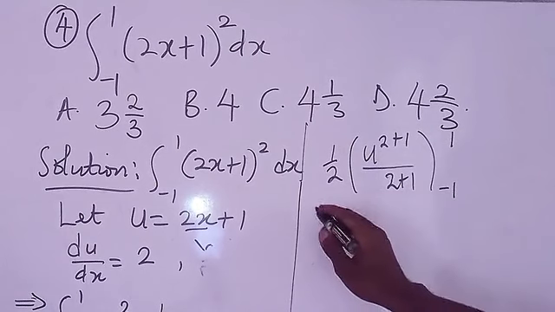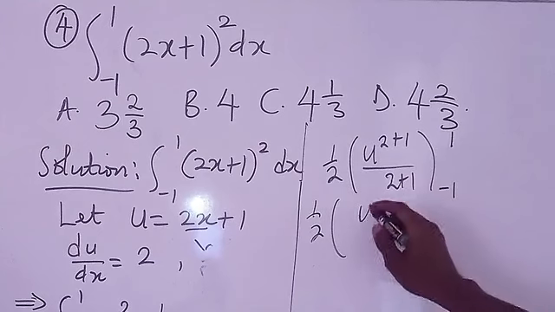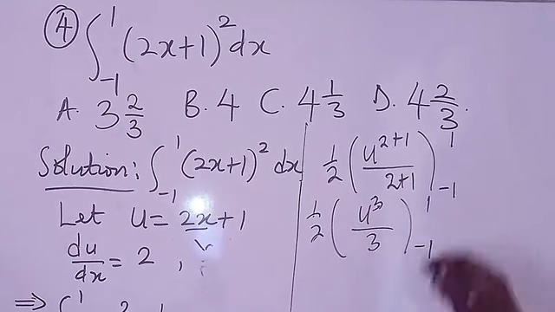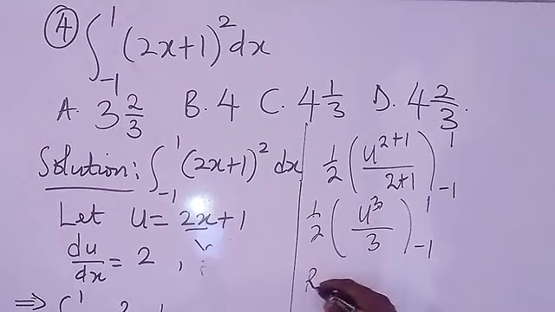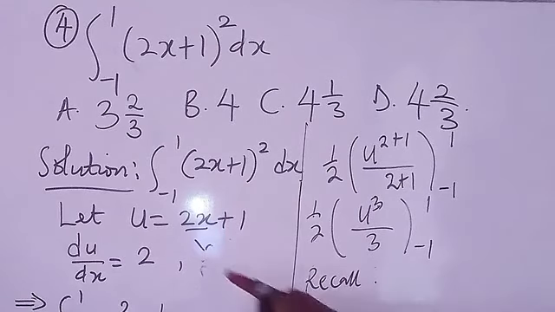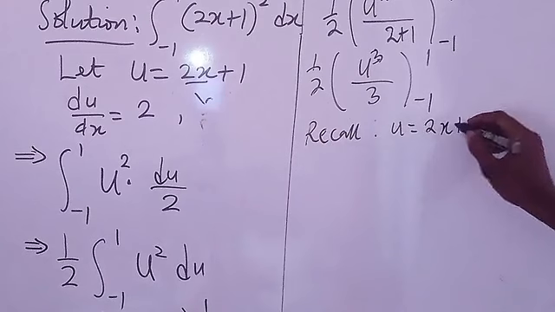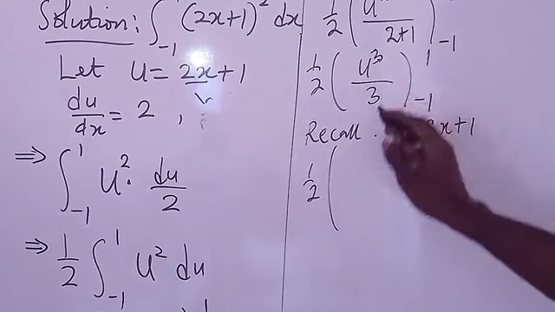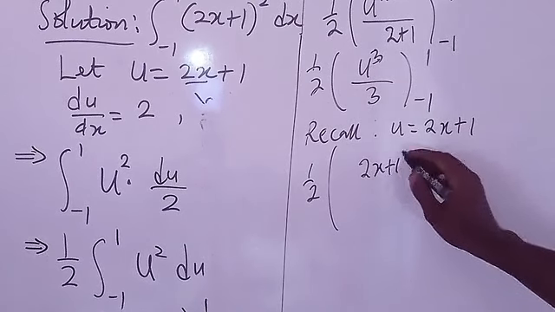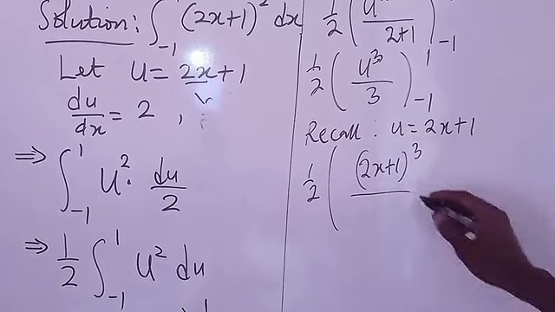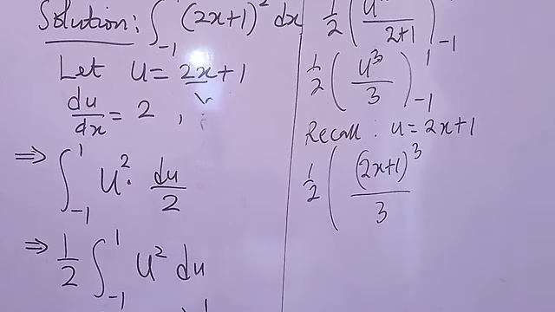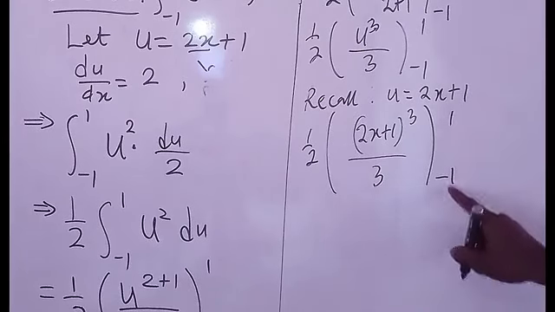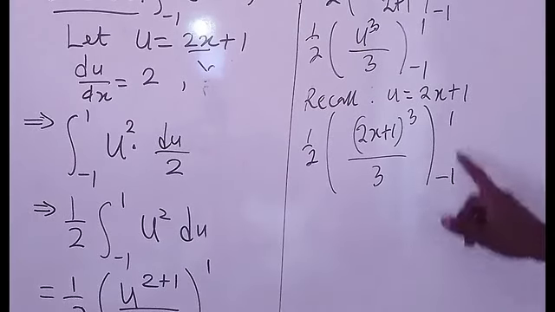Now here we're going to have 1 over 2 into bracket u to the power of 3 over 3, minus 1 and 1. But you need to recall that here we have u to be 2x plus 1. So anywhere we see u, you replace it. We have 1 over 2, then into bracket we have 2x plus 1 all to the power of 3 all over 3, then minus 1 and 1.